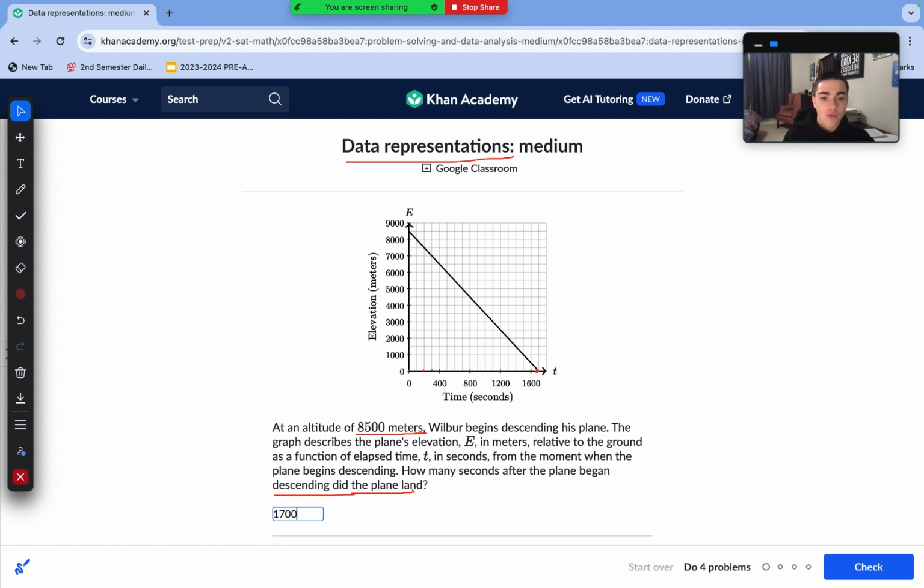Also, be very careful if they ask you how many minutes after the plane began. In that case, we would have to take seconds, then divide by 60 in order to convert to minutes. So just be aware of them hiding the unit conversions inside of these questions.